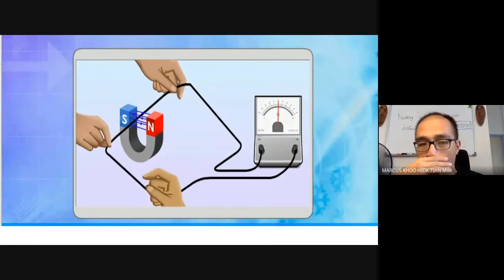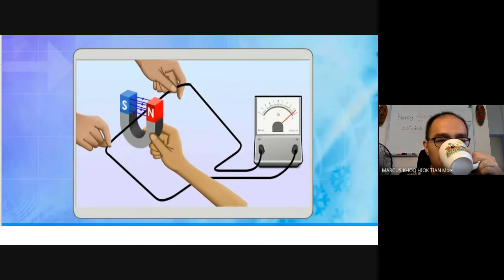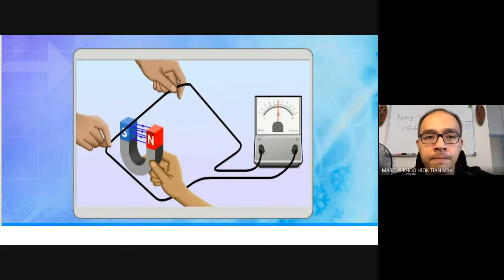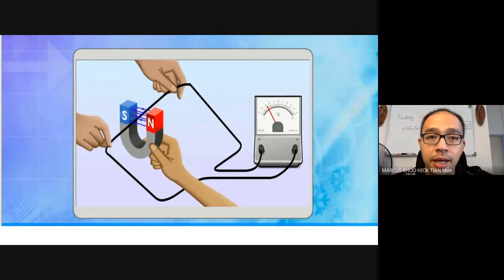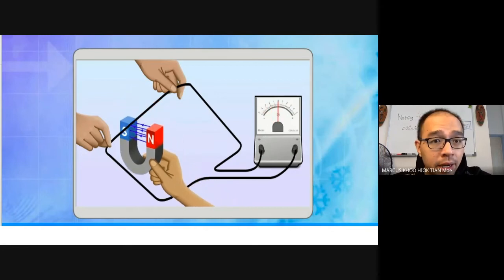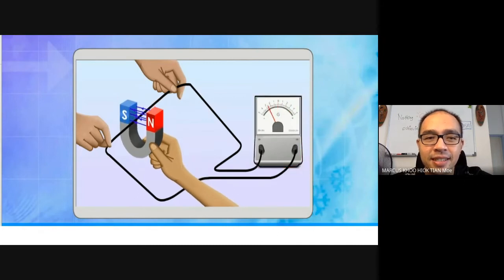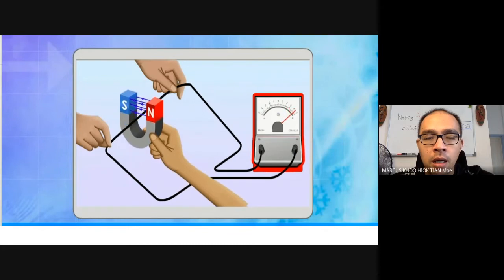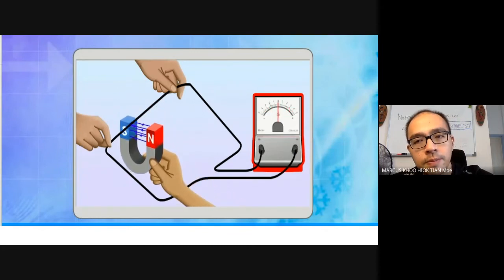What will happen to the galvanometer pointer if the wire is made stationary, but the magnets are moved upwards and downwards as shown? You'll find that the galvanometer is deflected, right? Even though the wire is not moving. The galvanometer pointer shows a deflection to the right when the magnets move upwards and a deflection in the opposite direction, that is, to the left, when the magnets move downwards.